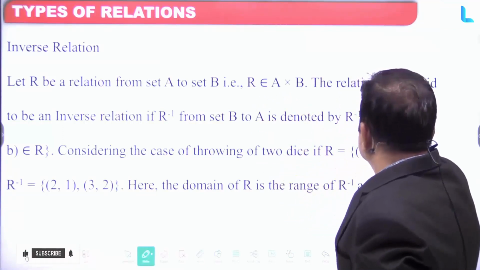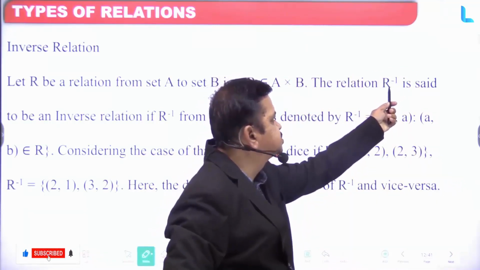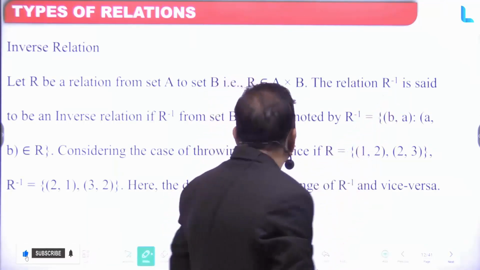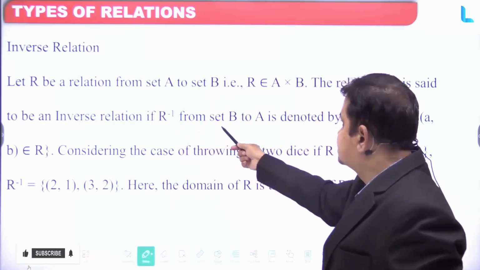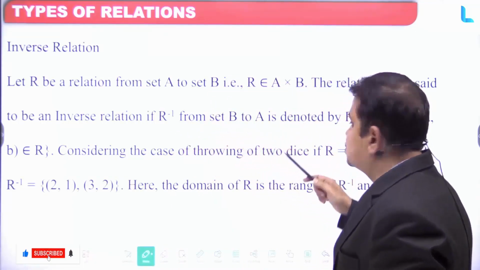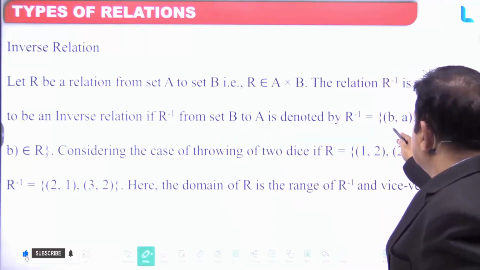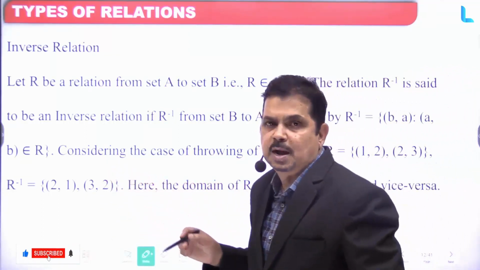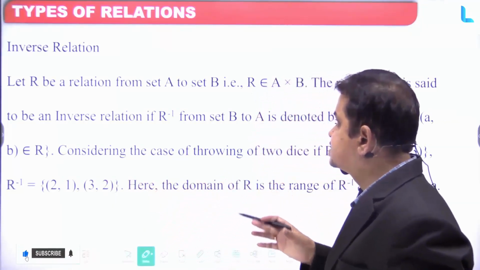The relation R inverse is written in the symbol R raised to the power of minus 1. This is the symbol for R inverse. R inverse from set B to A is denoted by R inverse equal to the set containing the ordered pairs (b, a) such that (a, b) belongs to R. I hope the definition of the inverse relation is clear.